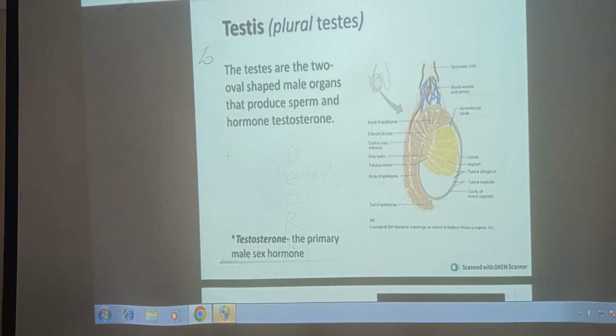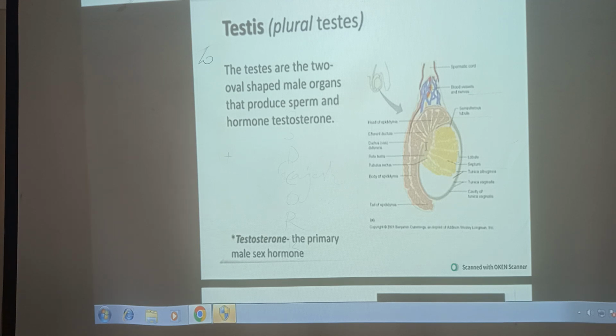Okay, this is the model of one testis. Each testis is enclosed in a fibrous envelope, the tunica albuginea. There are about 250 testicular lobes in each testis. Each lobe contains one to three highly coiled seminiferous tubules. These are the seminiferous tubules. And in this testis, totally two types of cells are important.